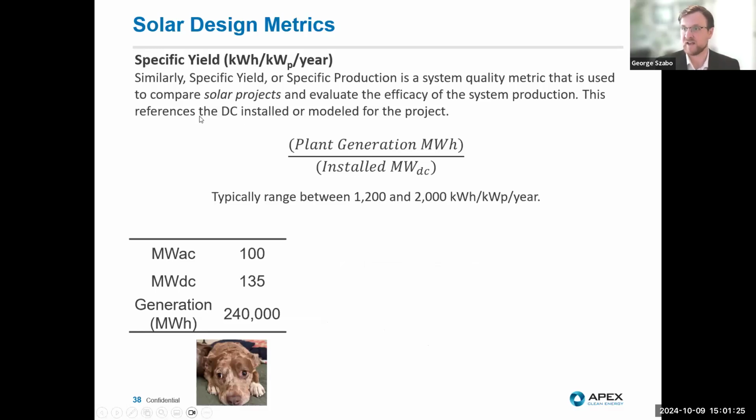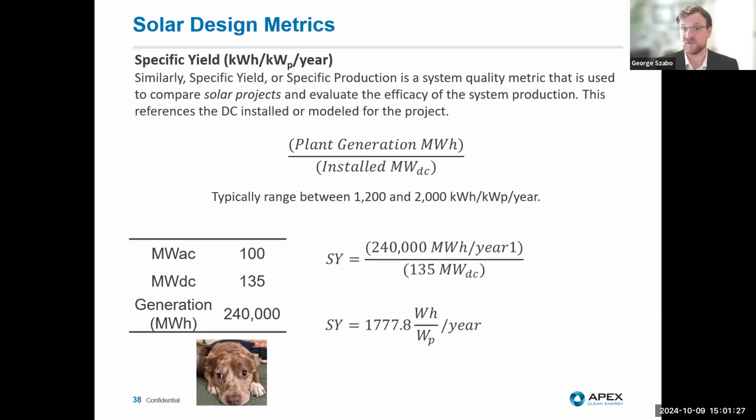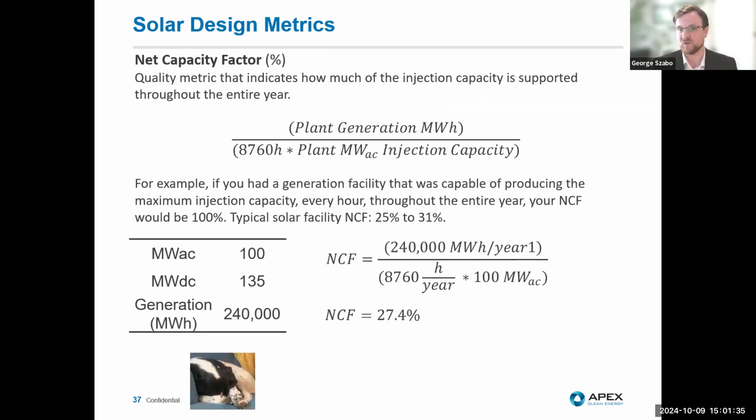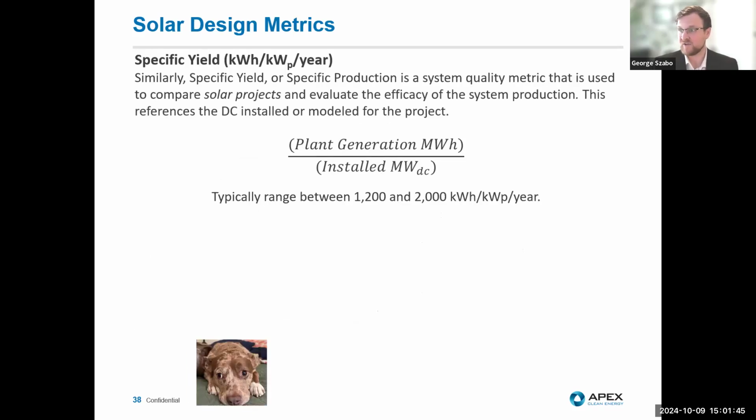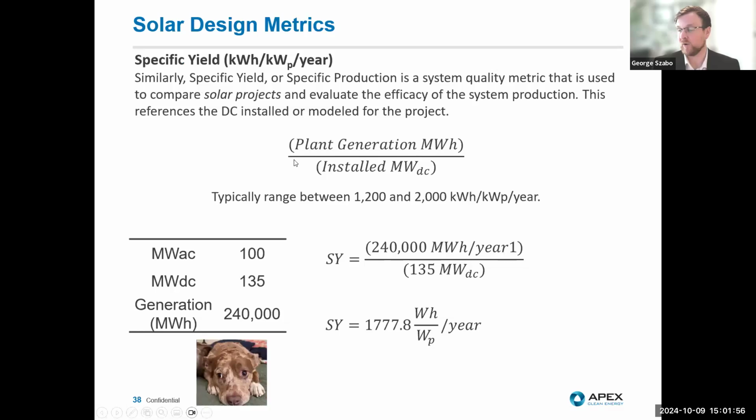But similar to NCF, you have something that's referred to as specific yield or specific production. This is just for solar. NCF is a universal type of metric that can be used to describe any type of generating facility's capacity, but specific yield just focuses on solar. It's very similar. Instead of using AC as the denominator, now we're using the DC. So we have our plant generation like we had before, but now we are ranking that against the DC, or the amount of panels that we're installing.